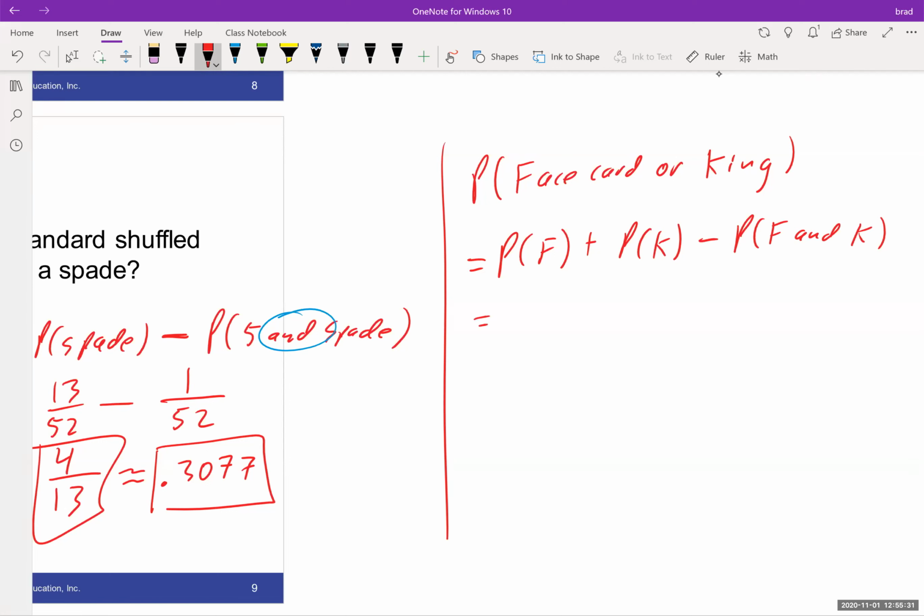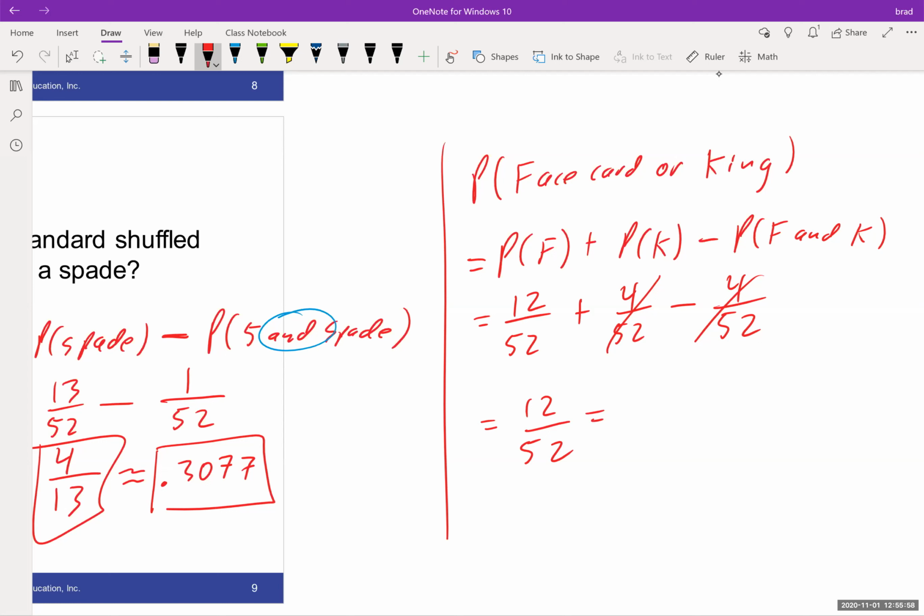Okay. So probability of getting a face card. There are 12 face cards: 4 queens, 4 jacks, and 4 kings. So 12 out of 52. Plus probability of getting a king, there are 4 out of 52. Minus the probability of a face card and a king. So what face cards are also kings? There are 4 of them out of 52. So we end up with 12 out of 52 because these cancel.